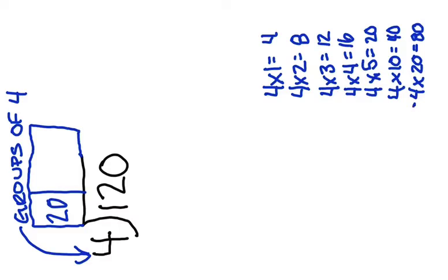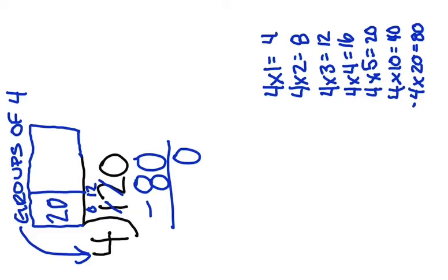20 times 4, we already know, is 80. So let's take away 80. 0 minus 0 is 0. 2 minus 8, I can't do it. I have to borrow from my neighbor. The 1 becomes a 0. The 2 becomes a 12 because I took 10 from the 1. 12 minus 8 is 4. Now we're left with 40.